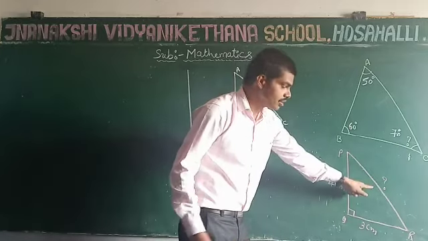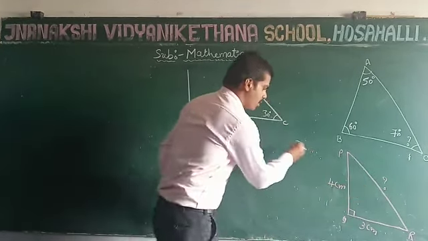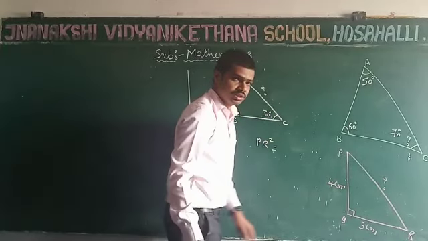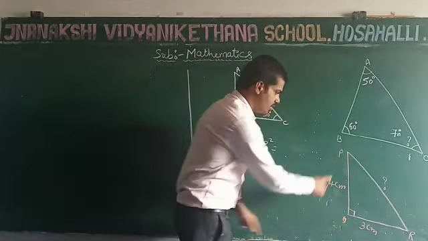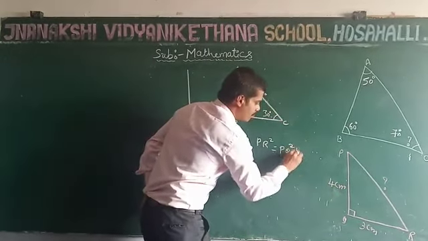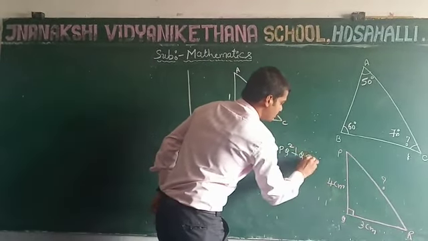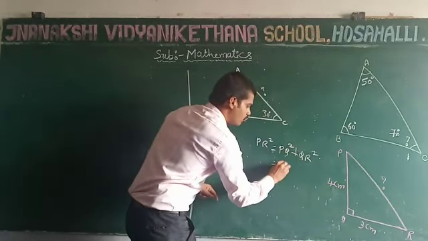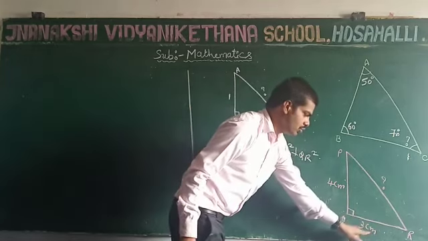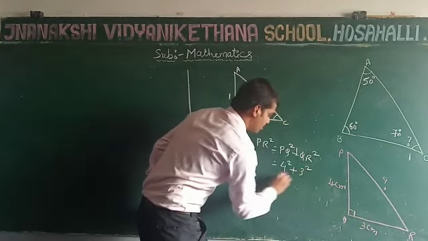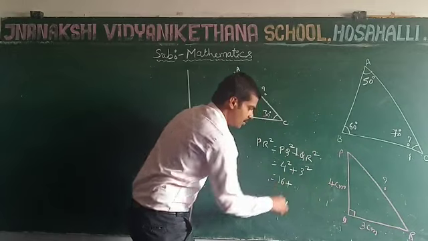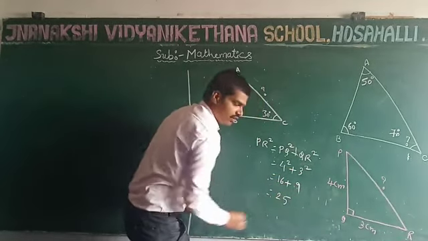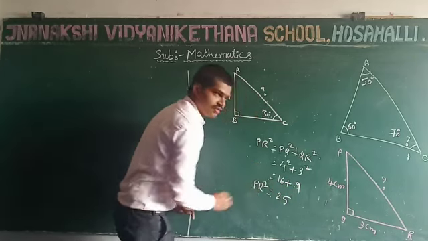So apply the Pythagoras theorem for this triangle. PR, this is the hypotenuse. PR square is equal to PQ square plus QR square. PQ is equal to 4 centimeters, so 4 square, plus QR is equal to 3 centimeters, 3 square. 4 square is equal to 16, plus 3 square is 9. 16 plus 9, 25. PR square is equal to 25.